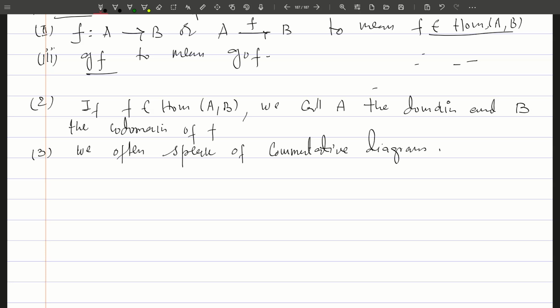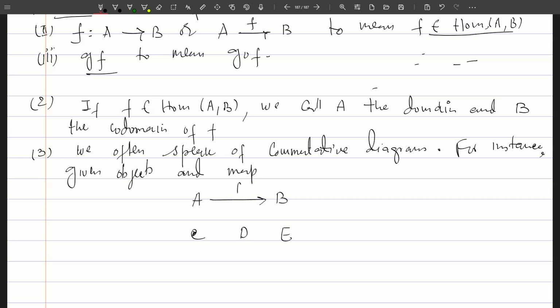So for instance, given some objects and maps, let us suppose we are given objects A, B. Suppose we have object C here, we have object D and object E, and suppose we have a morphism here, say this is the morphism F, suppose this morphism H, suppose this morphism I, suppose this is morphism G, and this is the morphism J.